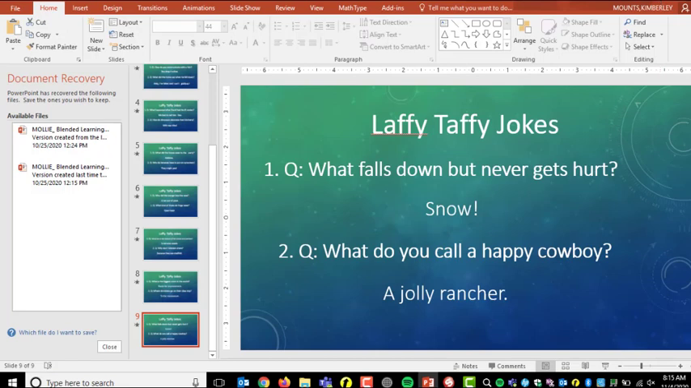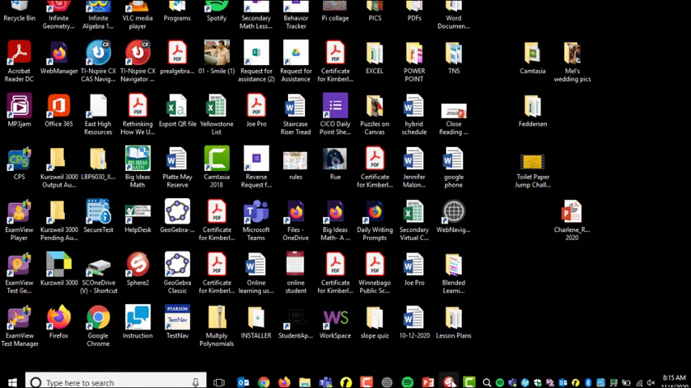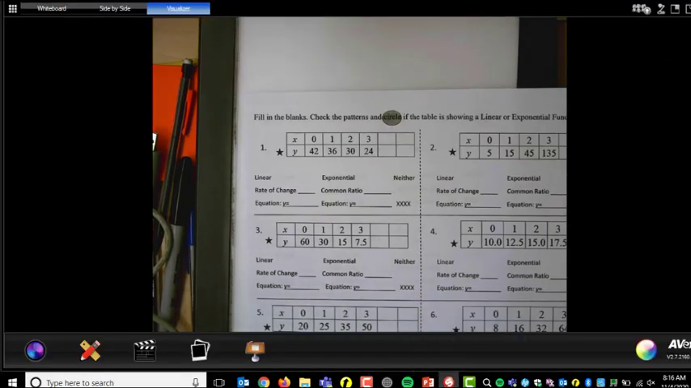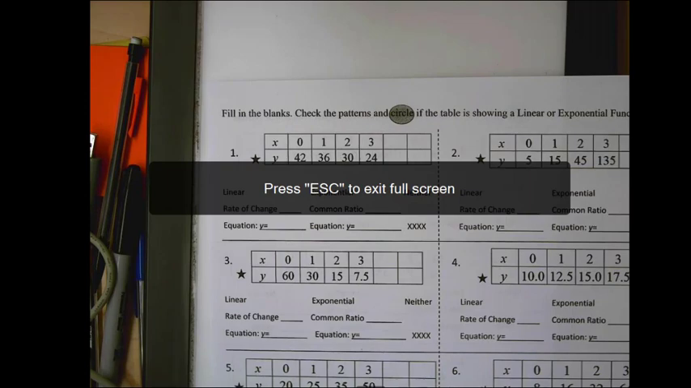Now, I want you to have Desmos opened up, the graphing calculator. So if you don't have that, go ahead and get that opened up. So I'm ready with my Desmos here. Up to you if you want to log in. We're just using it as a graphing calculator today. We don't need to save what we're doing. We are going to go over table number 1 and number 3.